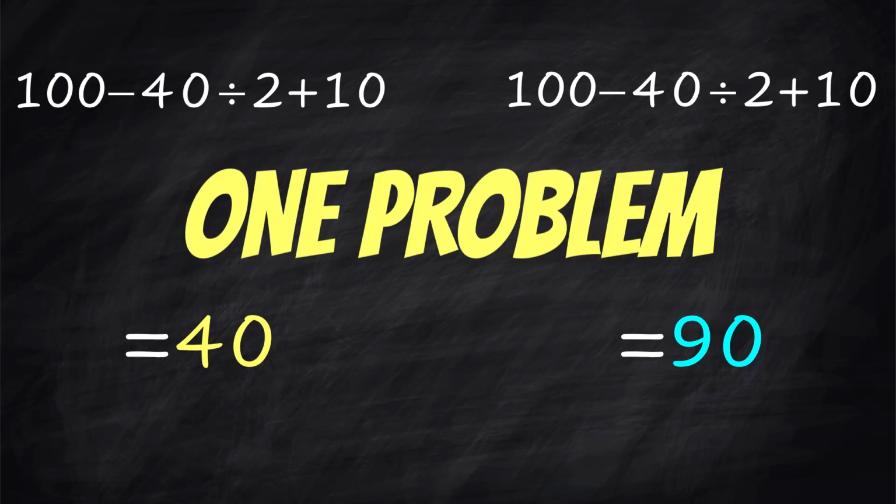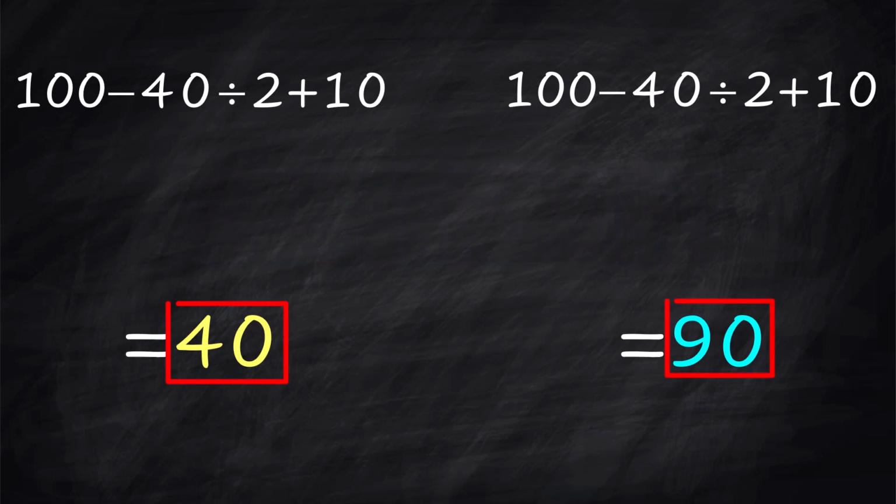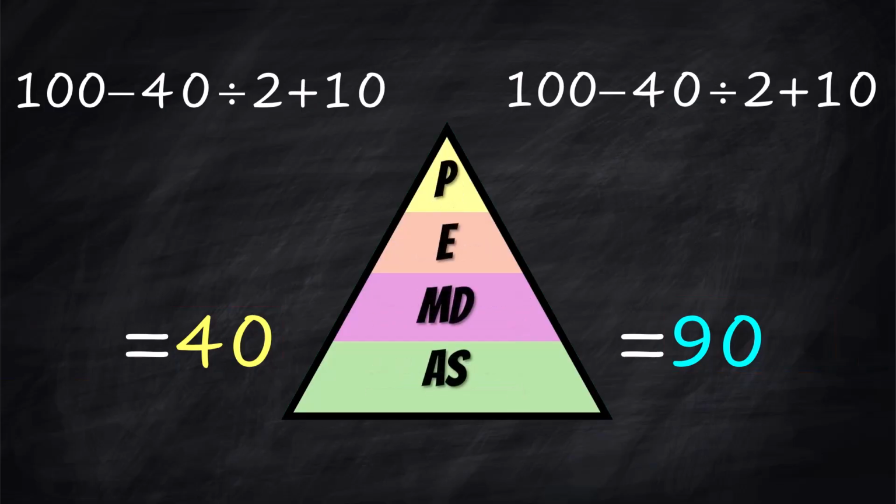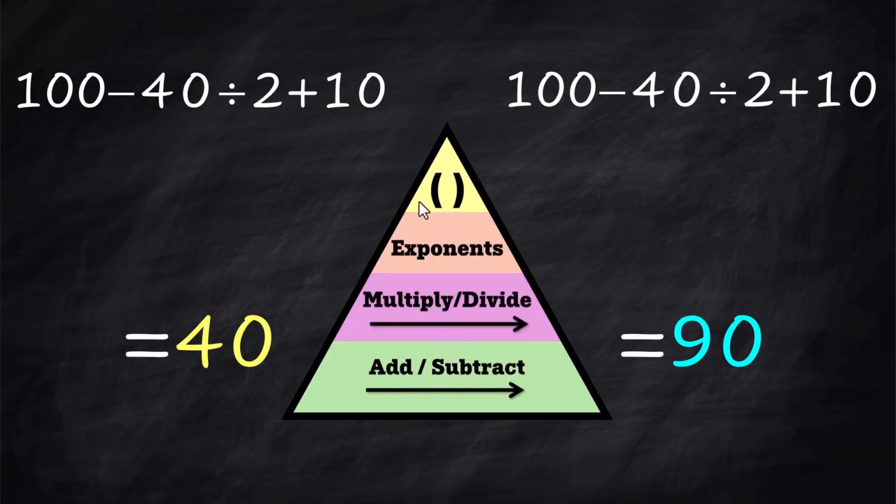Two people did the same problem, but they got different answers, so who's right? Well, it just depends on who followed the order of operations. PEMDAS. What does that mean? You do everything that's inside of grouping symbols first, then you do your exponents, and if you have square roots, that would be right here. Then you multiply and divide in order from left to right, and then you add and subtract in order from left to right. So let's look at their work.